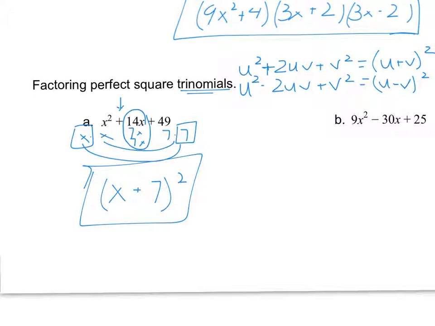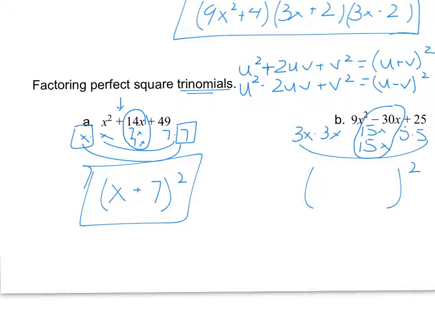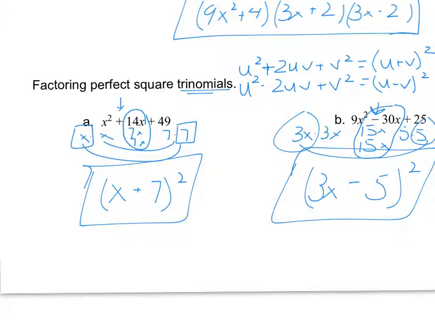In part B, similar idea. I have 3x times 3x, and I have 5 times 5. If I were to multiply, I would have 15x and another 15x, which is, of course, 30. So I know my answer is going to be a perfect square. One from the beginning and one from the end. And whatever this first sign is. And this is your answer here. Okay?